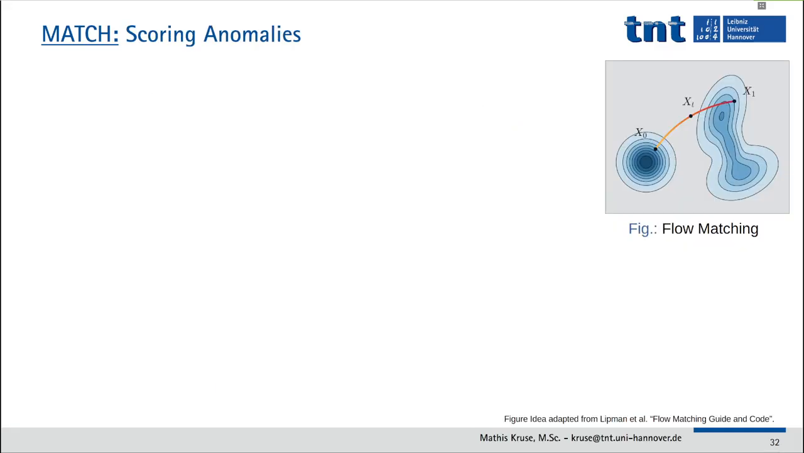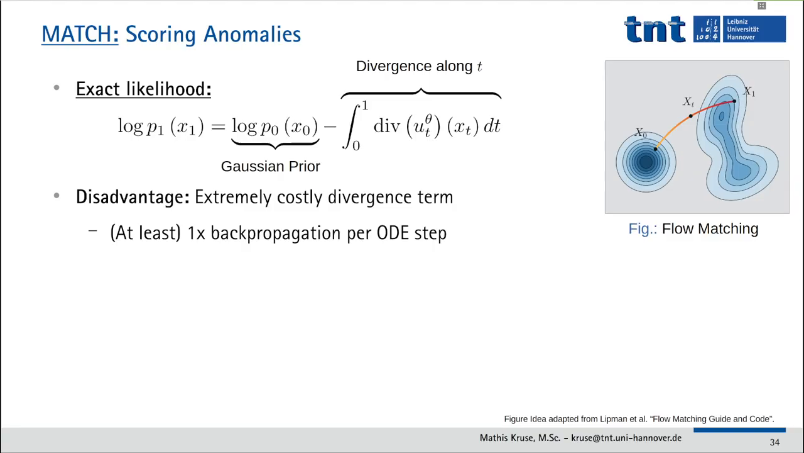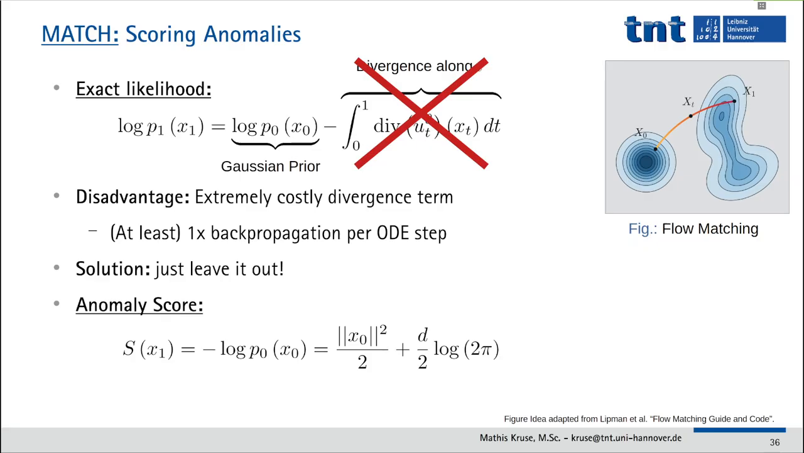So how exactly do we score these anomalies? Well, in theory, the exact likelihood would look something like this, where it's the likelihood of the Gaussian prior, so it's our sample x1 moved to x0, and also the divergence along the path that it took. Now, this divergence term is very costly. Even when estimating it roughly, it would require at least one backpropagation per ODE step. This is not feasible, so our solution is to just leave it out. Our anomaly score just becomes the negative log likelihood of the Gaussian prior. So essentially the image moved to Gaussian space.